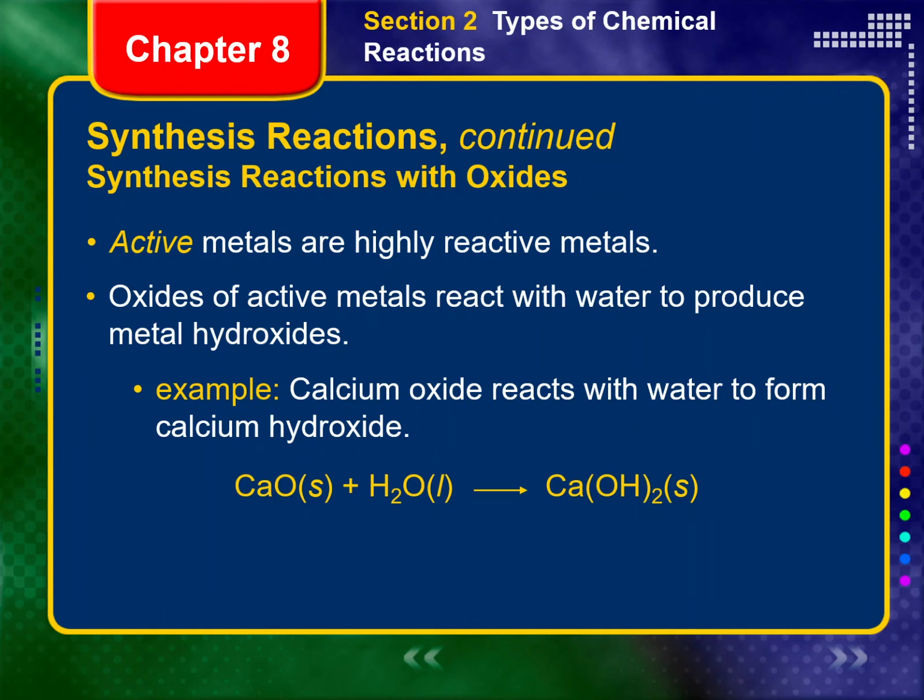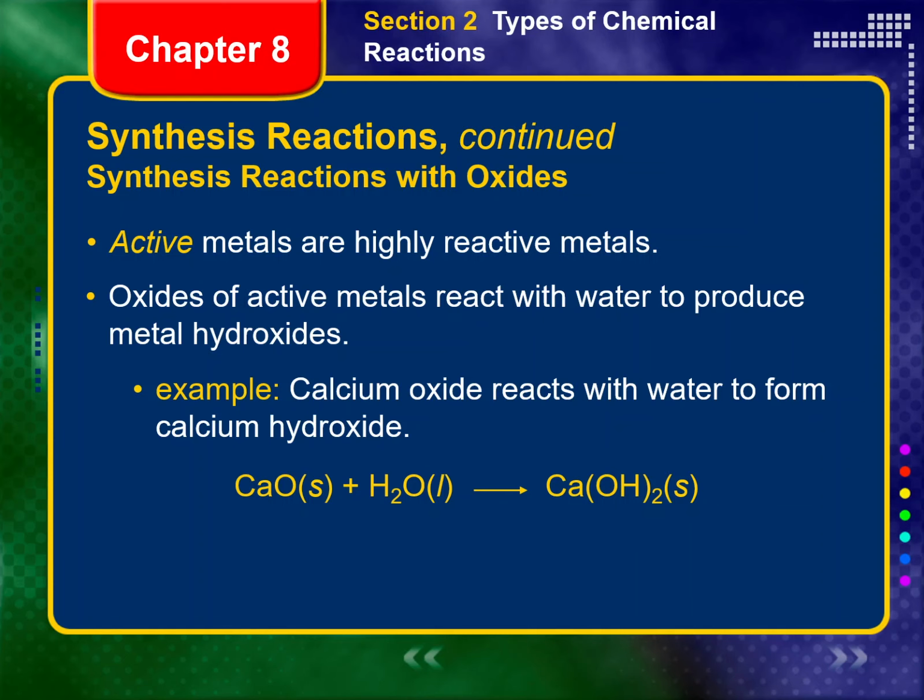Active metals are highly reactive metals. Oxides of active metals react with water to produce metal hydroxides. For example, calcium oxide reacts with water to form calcium hydroxide, an ingredient in some stomach antacids, the equation for which is represented on the screen here.